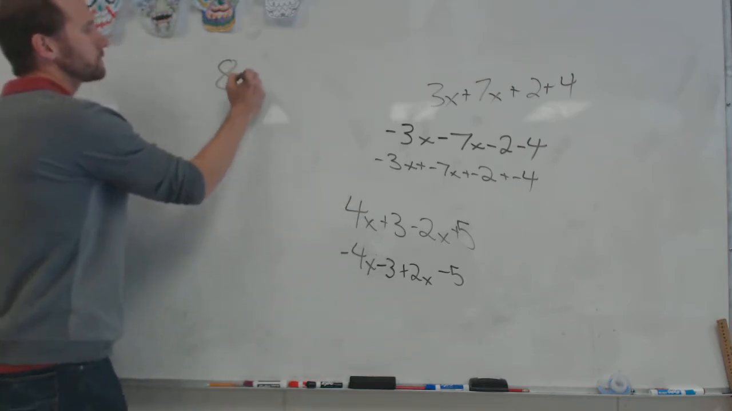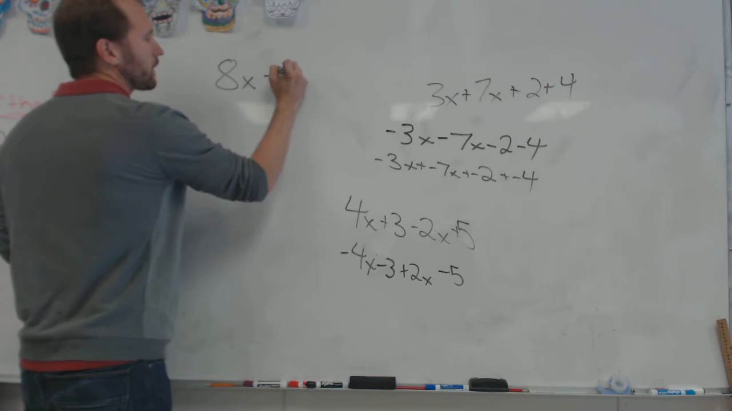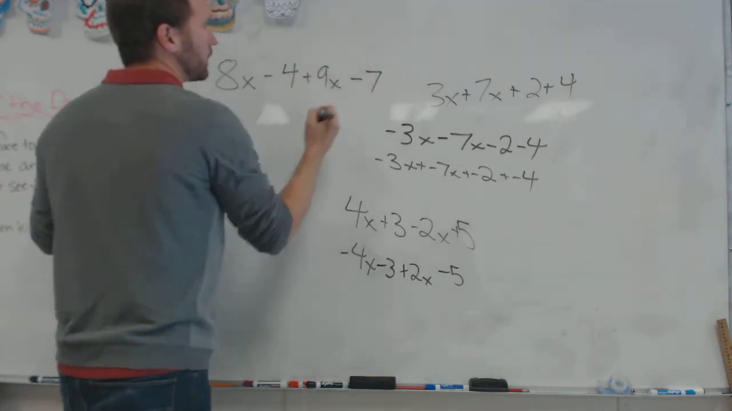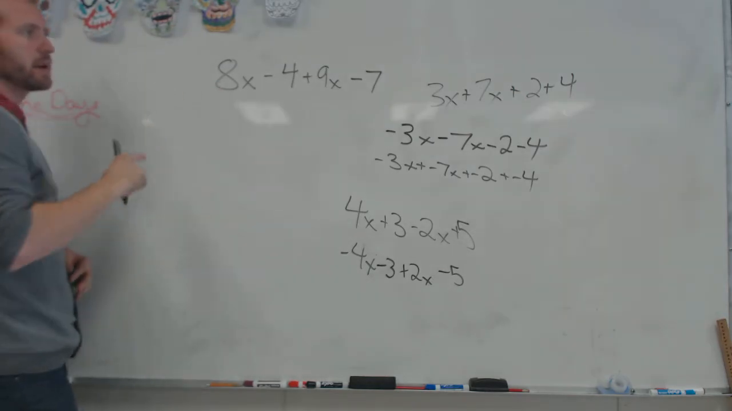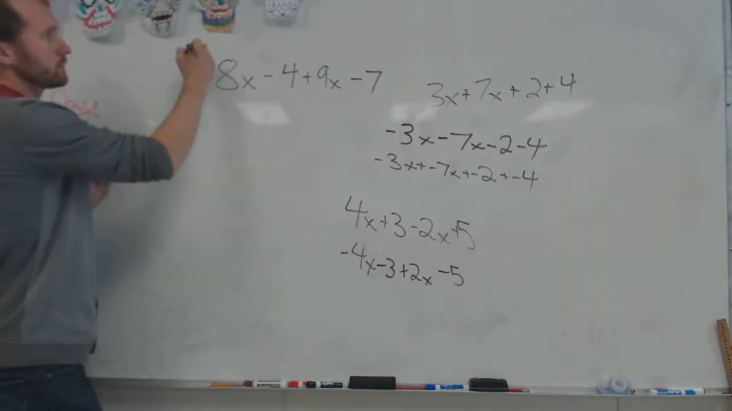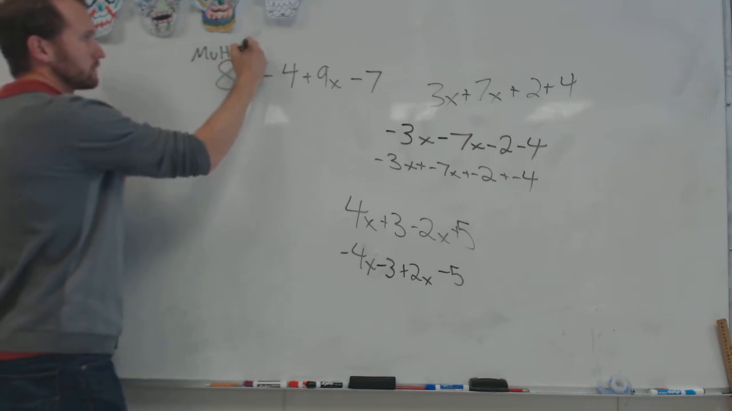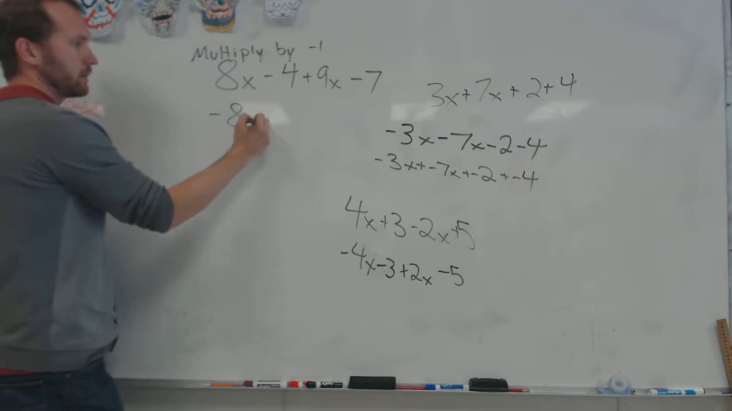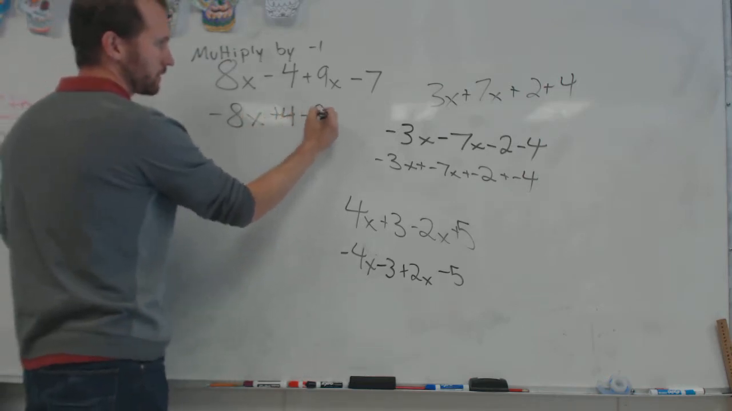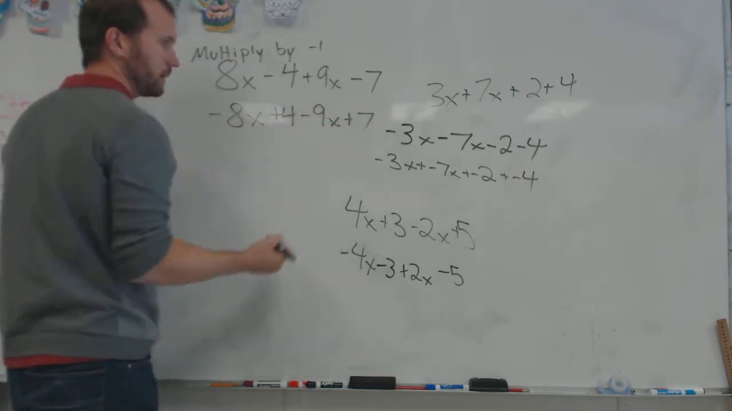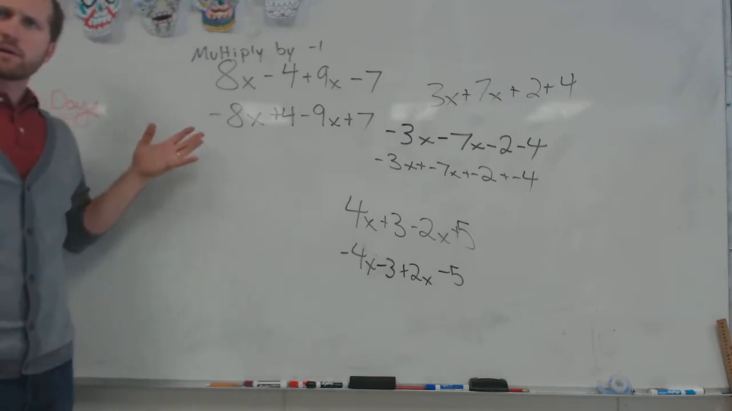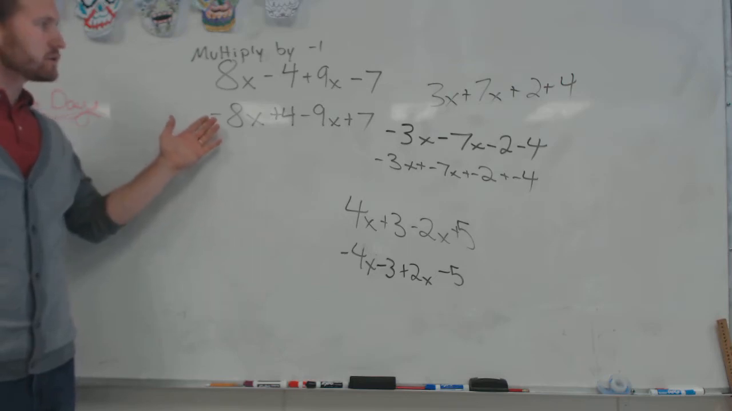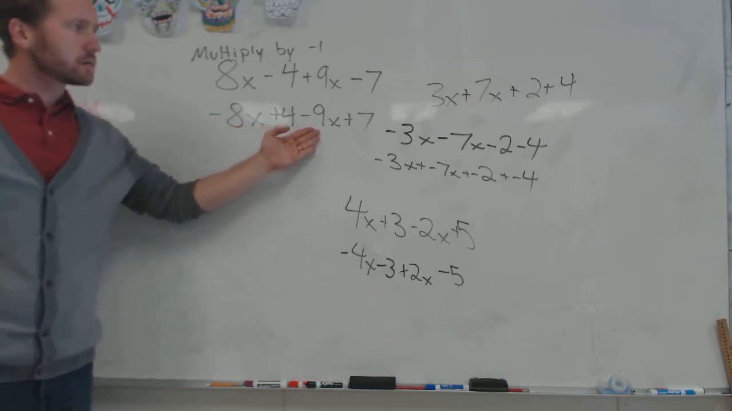So if I had a new polynomial and I asked you to multiply this by -1, what would you get? Negative 8x plus 4 minus 9x plus 7. Do you guys see how that works? Multiply by -1 basically just means change all your signs. Oh, so you just turn it all into a negative.